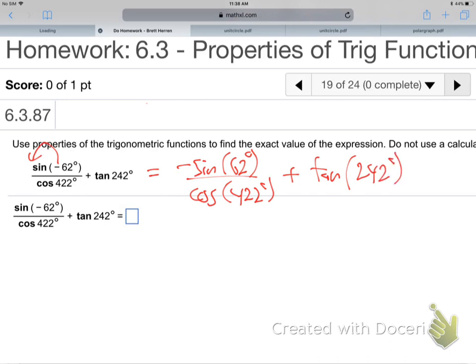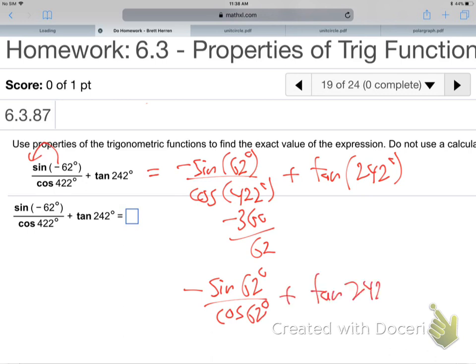So far, so good. I just yank that negative to the front. Okay, and then 422. Well, yeah, let's do what Luis says. Or let's just subtract 360 from this one. Either way, doesn't matter. Subtract 360 from that one, and that leaves 62. So what does that mean? It means we have minus the sine of 62 over the cosine of 62 plus the tangent of 242.